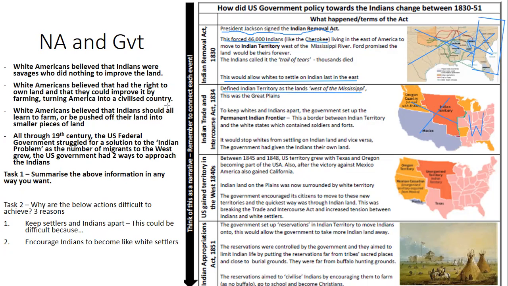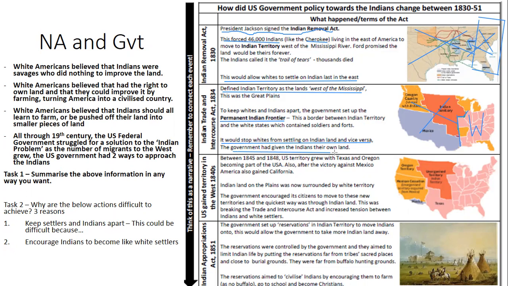So to keep the whites and Indians apart, the government set up the Permanent Indian Frontier. Now, the most ironic word here is permanent because it was far from permanent, but it was a border between the Indian Territory and the white states, which contained soldiers and forts. So you'd have soldiers and forts based on here. But as America grew, the white settlers wouldn't be stopped. But this act said it would stop whites from settling on Indian land and vice versa.